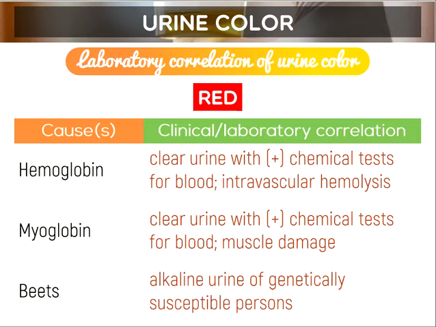So, the difference between them, guys, is this. Hemoglobin and myoglobin both give clear urine with a positive chemical test for blood, but the cause of hemoglobinuria is intravascular hemolysis, whereas myoglobin is because of muscle damage. Beets can also cause red urine.